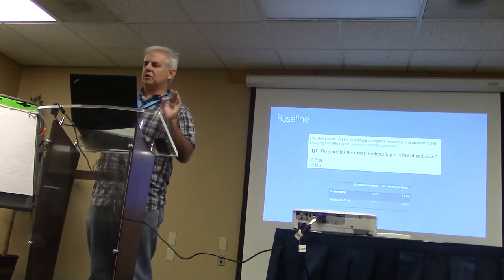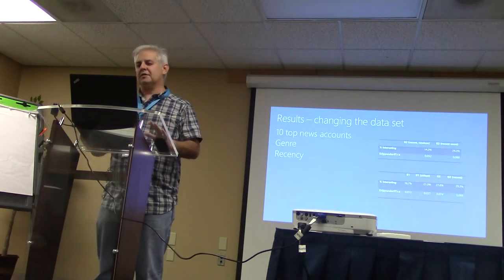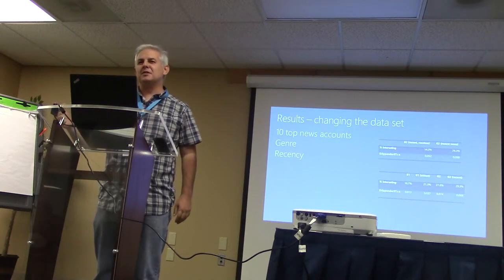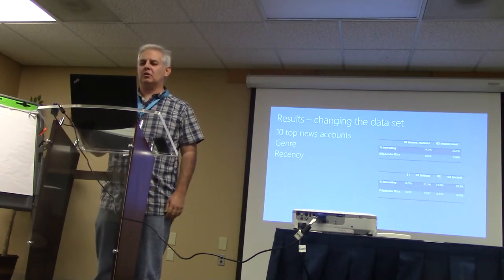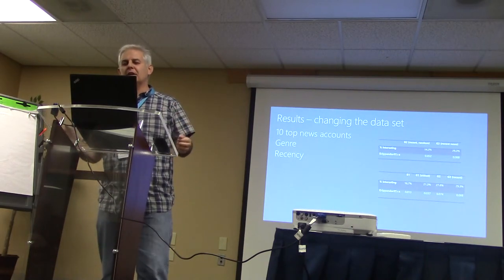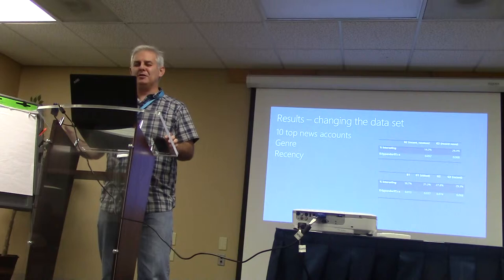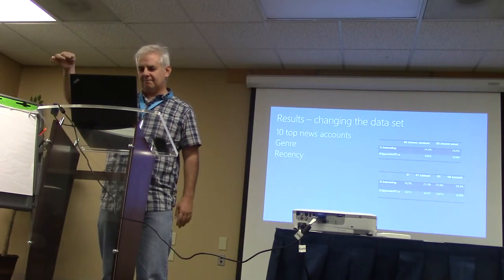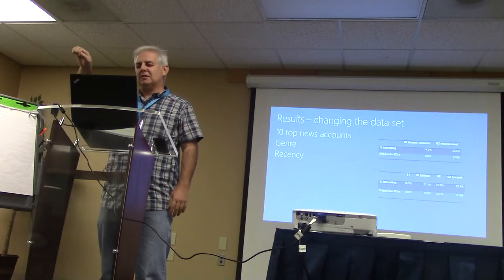The first knob is we're going to change the data set. The first one was using random tweets. The second is, come on, we're going to use New York Times, LA Times, BBC, Reuters, top 10 news accounts. Hey, they tweet good stuff, not like me, okay? So 10 top news accounts. We're going to change that, we call it the genre. Okay, a little move in the knobs.